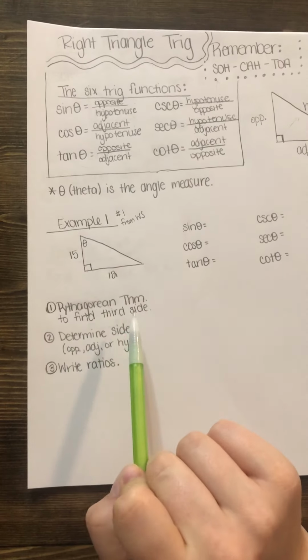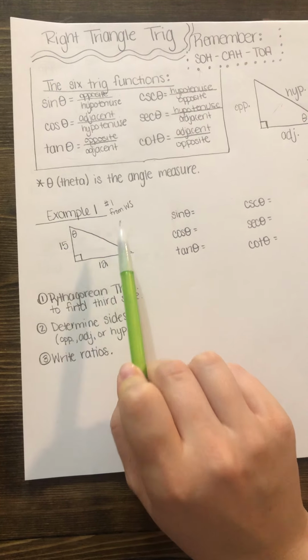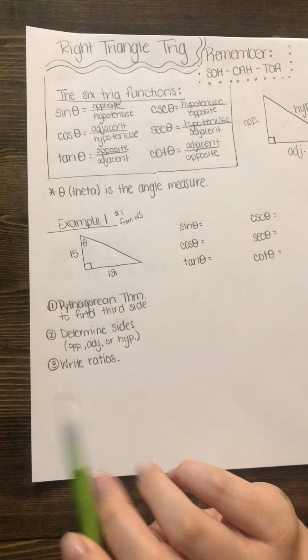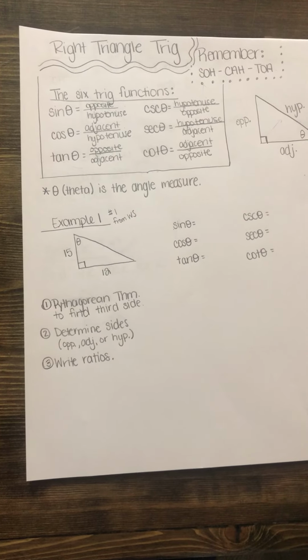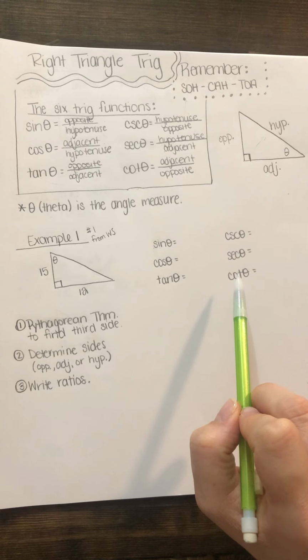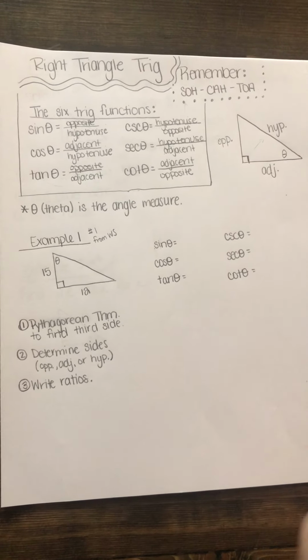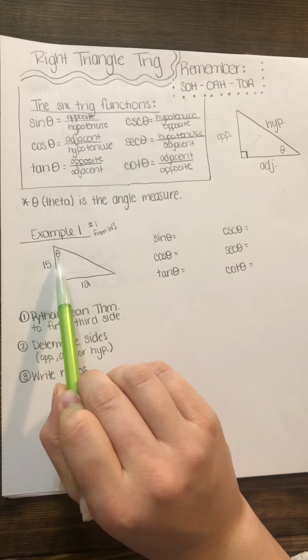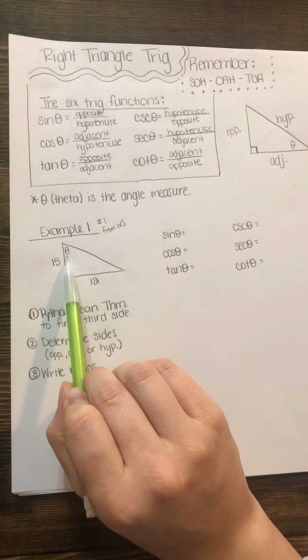All right. This is from your worksheet. Example 1 is number 1 from the worksheet. It looks like this. And it says to evaluate the 6 trig functions of angle theta. So I went ahead and wrote them here. You can write them on your paper. They have theta in the upper corner. So that's where we start.